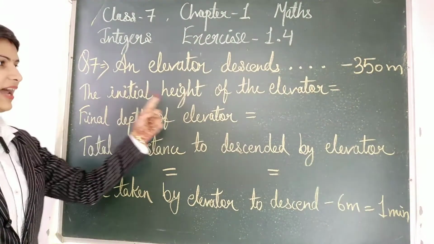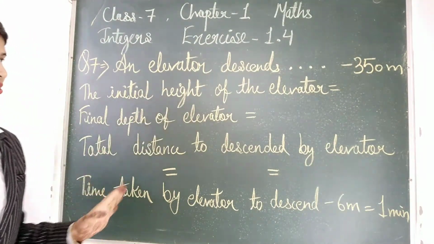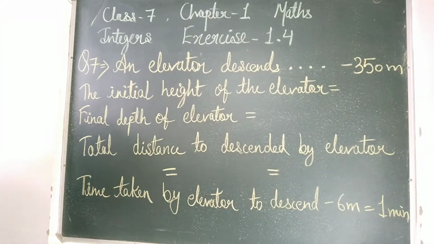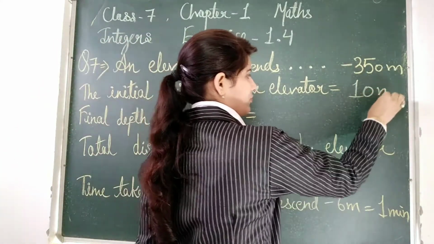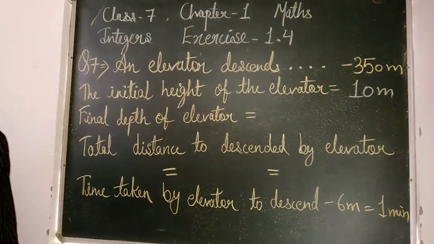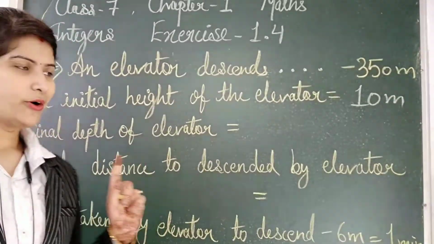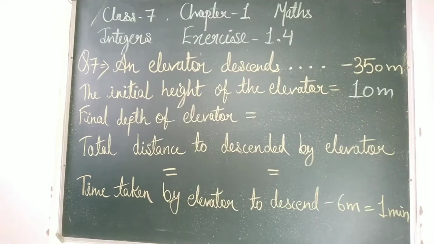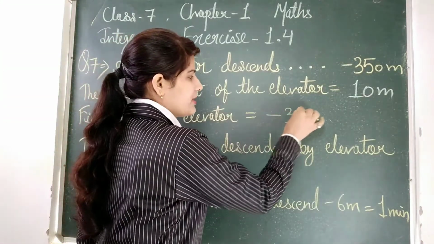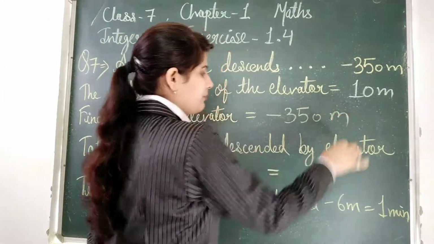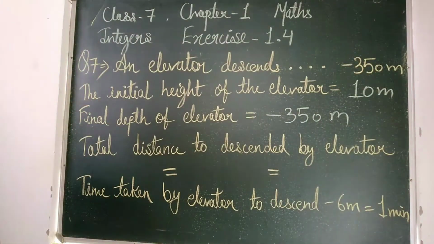So, the initial height of the elevator. What is given in the question? That is 10 meter. The initial height of the elevator is 10 meter. The final depth of the elevator is also given, minus 350 meter. That is given in the question.